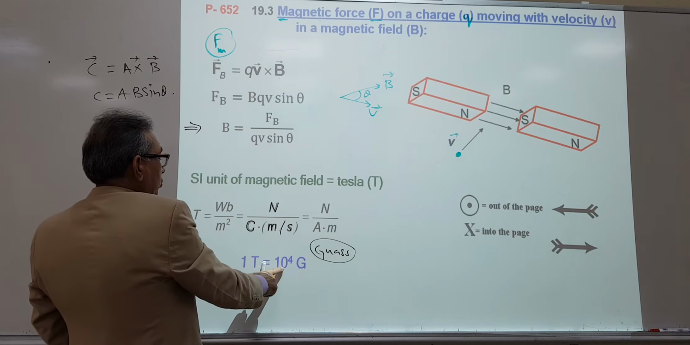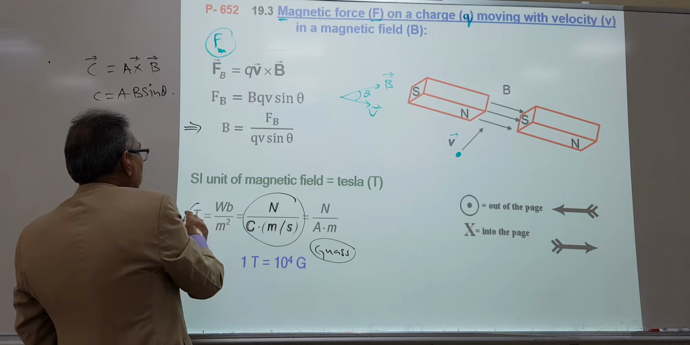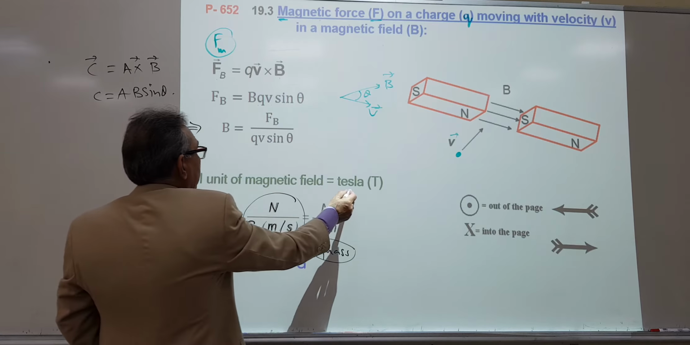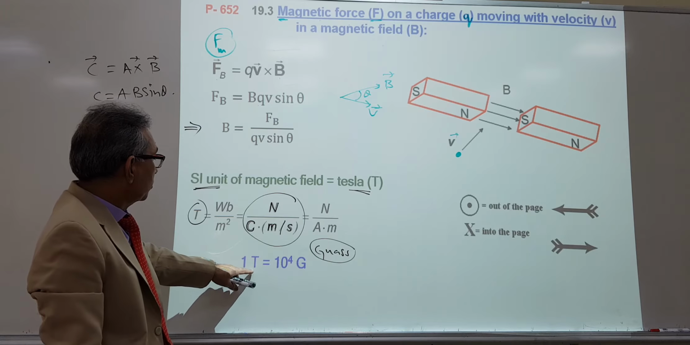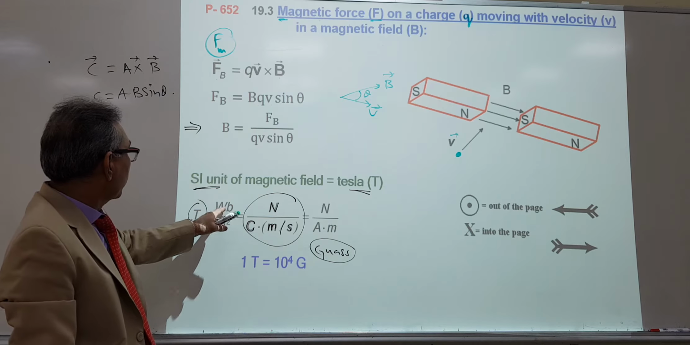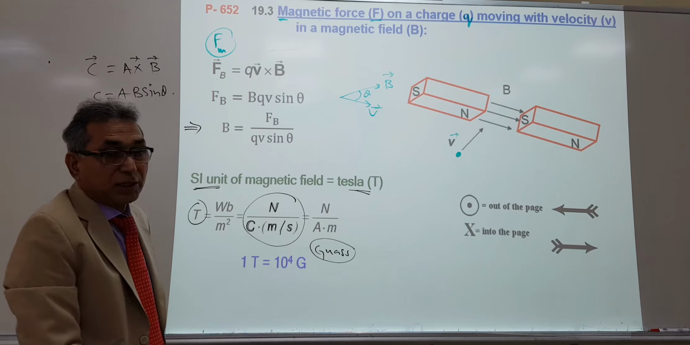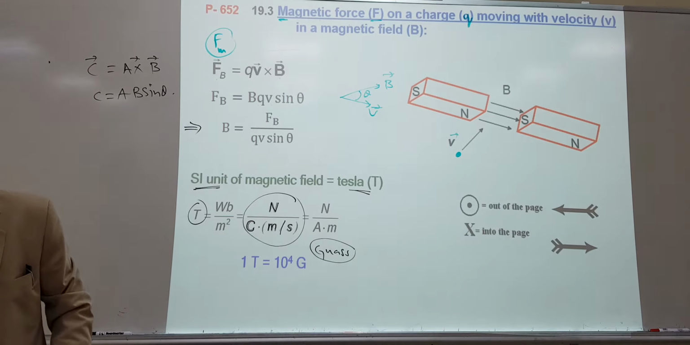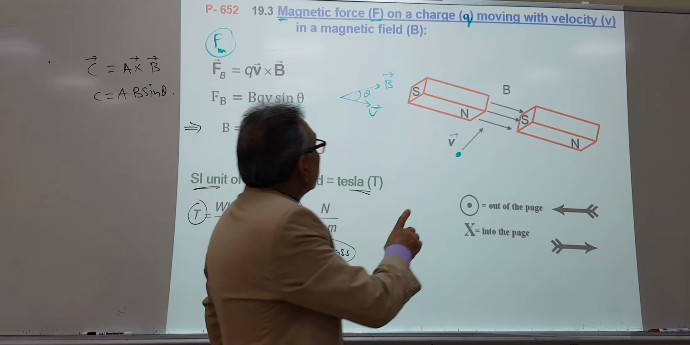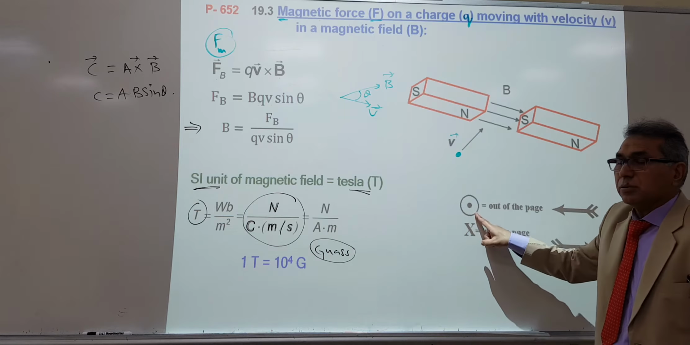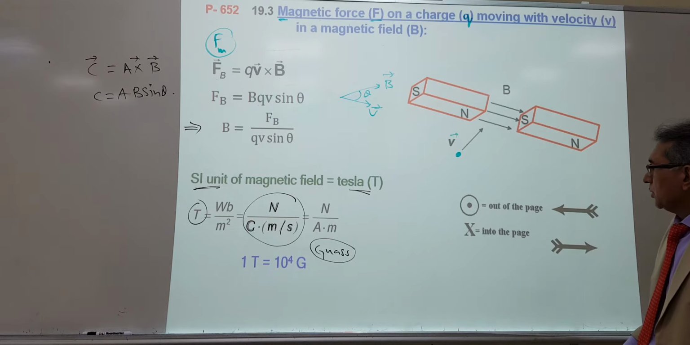1 Tesla is equal to 10 to the power 4 Gauss. So this is called 1 Tesla. Tesla is the SI unit. We have some conventional units also like Gauss and the Weber per meter square, but the SI unit is always Tesla. If you are given millitesla, you have to convert it into Tesla. Now, this is one thing interesting. You will be considering this in many examples.